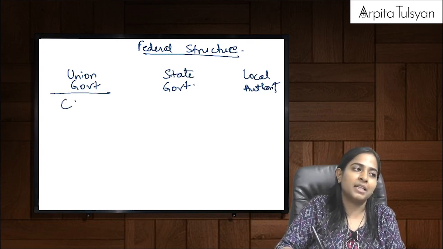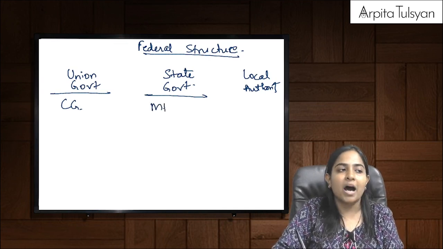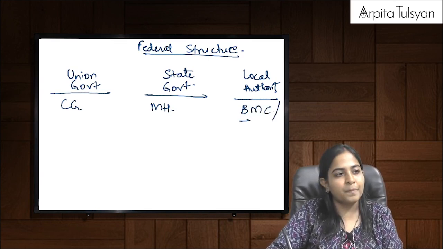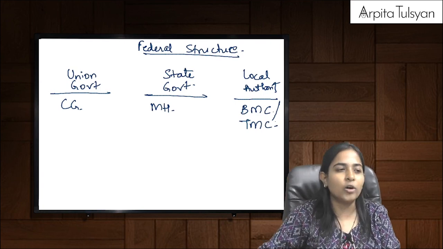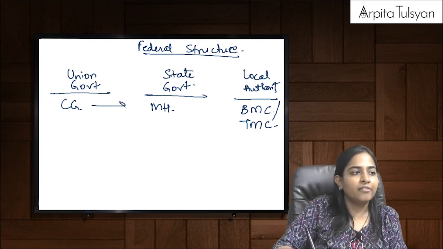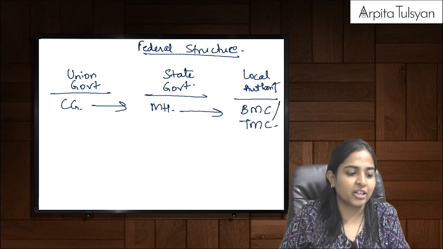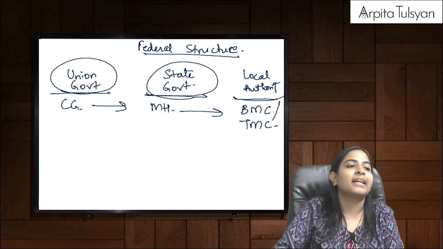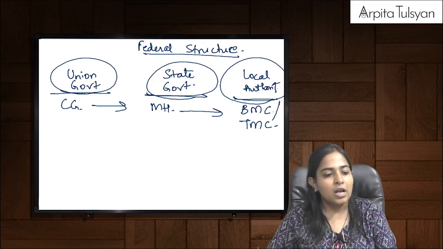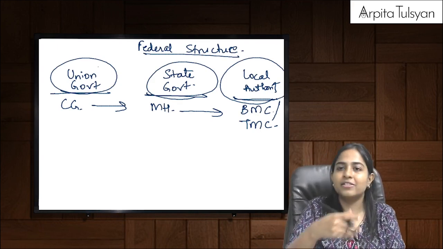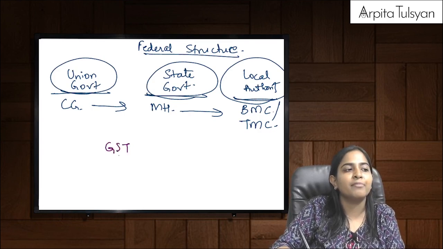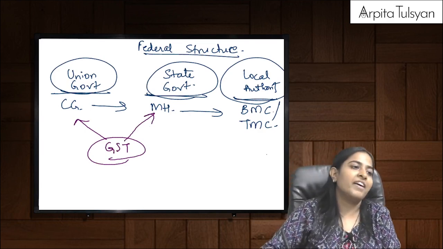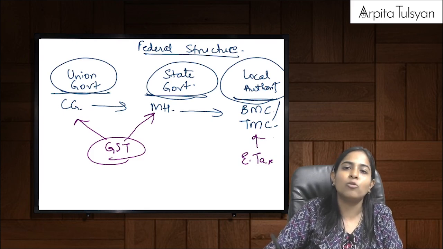Union government is nothing but the central government. State government, let's say the Maharashtra government. And local authorities are, let's say, municipal corporations, BMC, TMCs that we have in our localities. So in India, we follow this three-level structure. Now, all the three levels of government have the right to levy some or the other taxes. So it has been distributed. Now, when I ask you about GST, can we say GST can be levied by the central government and also by the state government? When I talk about entertainment tax, can it be levied by the local authority also? Yes.